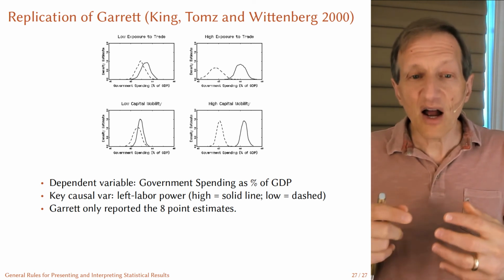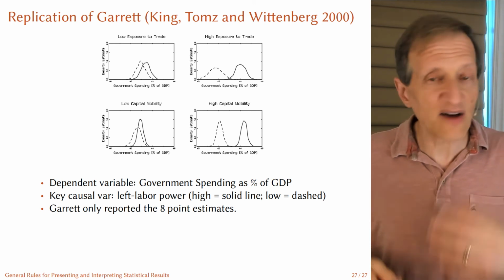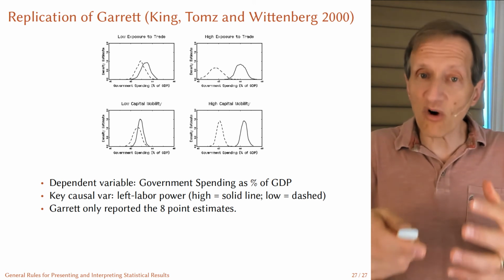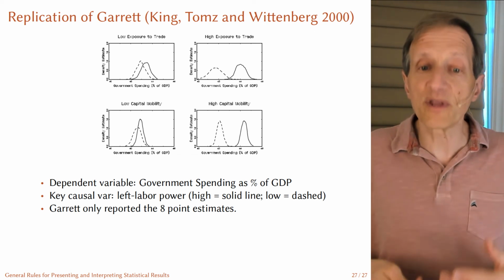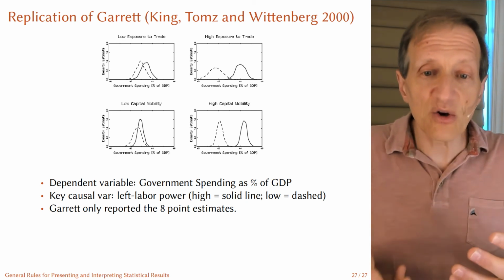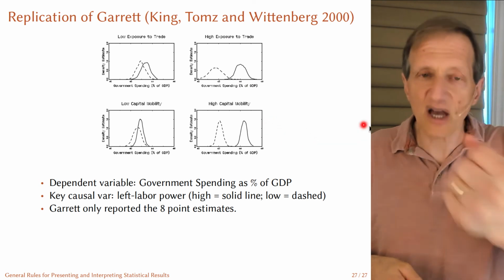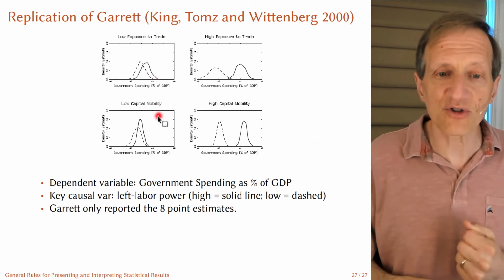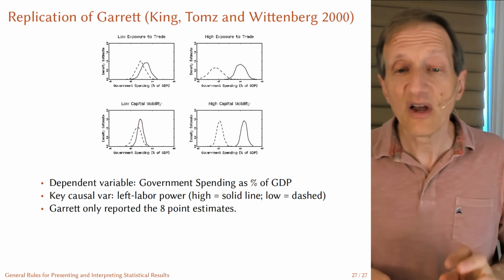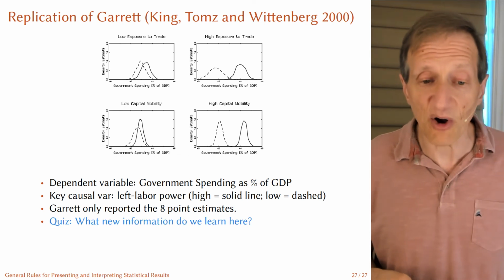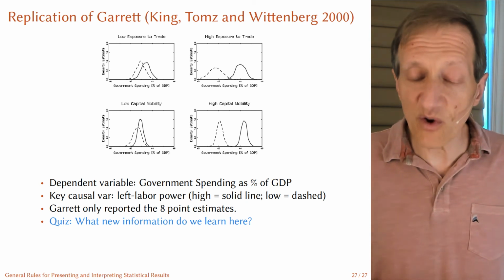And so we think that this was a great article. Garrett did a great job, found lots of interesting things, but we could add some more value by simulating, and in this case, by representing the uncertainty along with the point estimates. The uncertainty here shows that when there's high exposure to trade or high capital mobility, his point comes through loud and clear, but when there's low exposure to trade or low capital mobility, the effects are very small and probably not really distinguishable from zero. So that's the new information that I think we would learn from this.